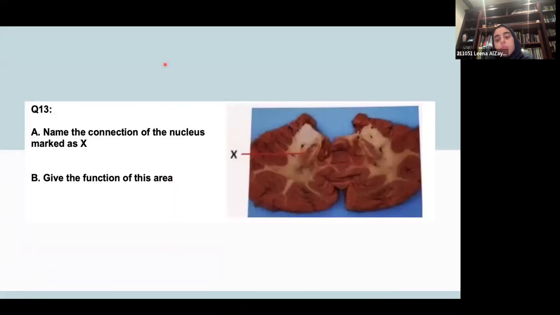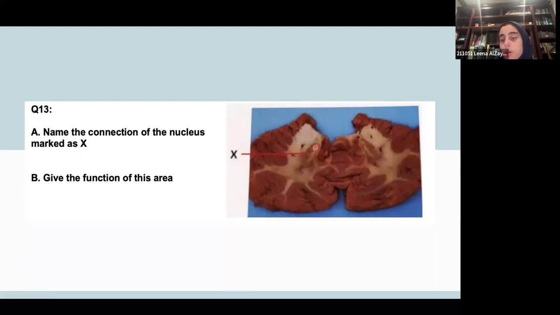So now questions for cerebellum. Name the connection of the nucleus at X. So what can we see? Which nucleus can you see over here? The C-shaped nucleus in the cerebellum. What would you conclude?